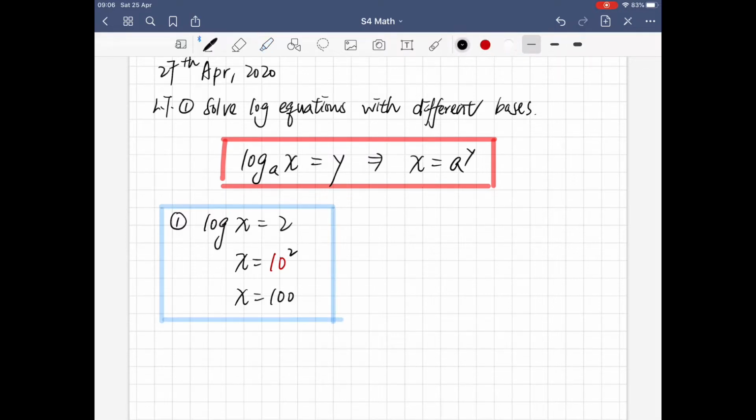Okay, then let's take a look at the second case. It is similar: if it is given that log x with base 3 equals 2, as we can see, now we are using the base of 3. Therefore, if we want to find the value of x and remove the log function, we use the base of 3 to the power of 2. And finally, we know that x equals 9.